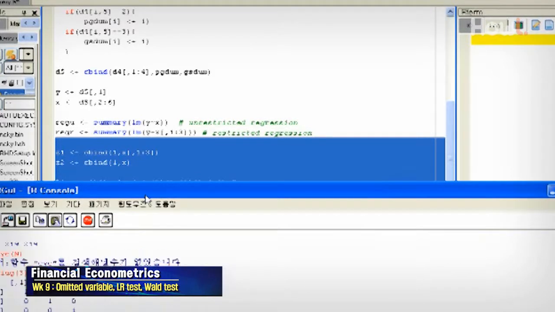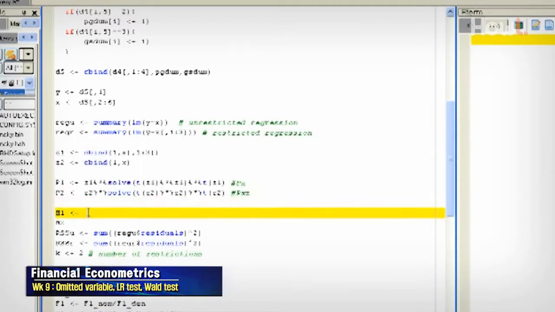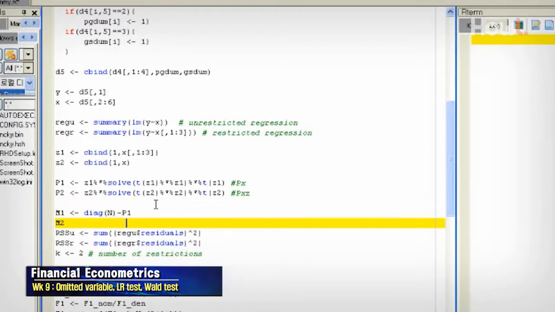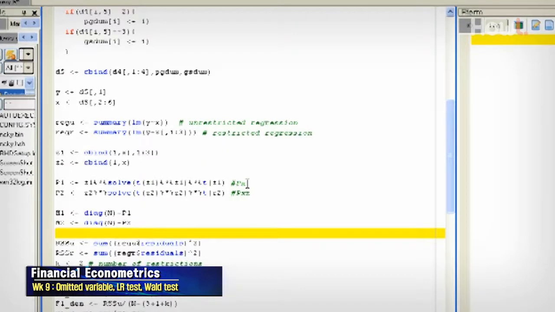Good. Okay. So basically, M1 is diag n minus P1, the projection on the orthogonal to X. And M2 is the projection orthogonal to the space spanned by both X and Z. Okay.